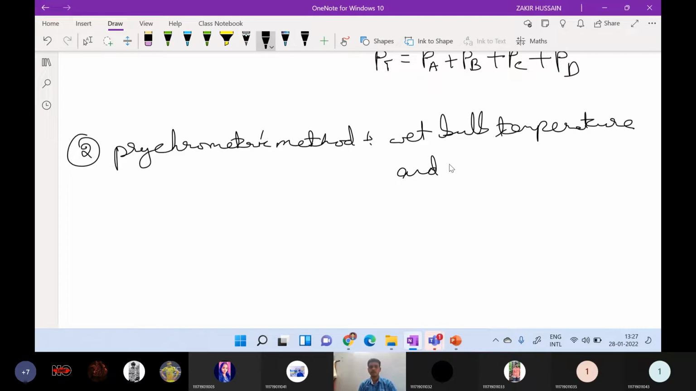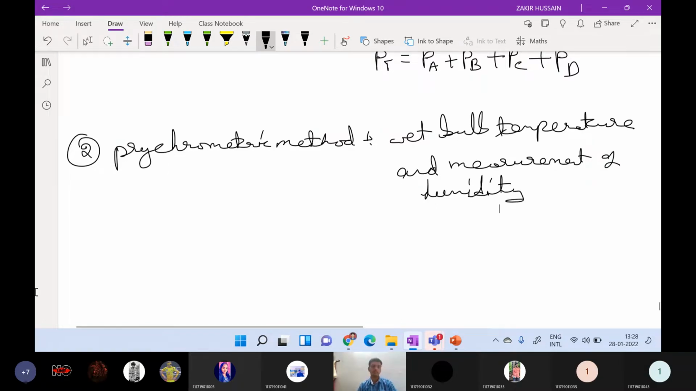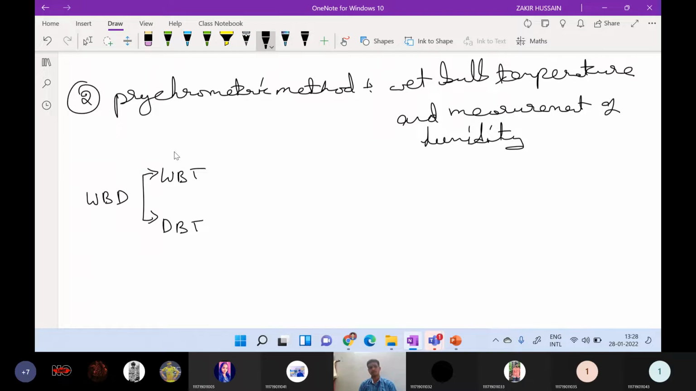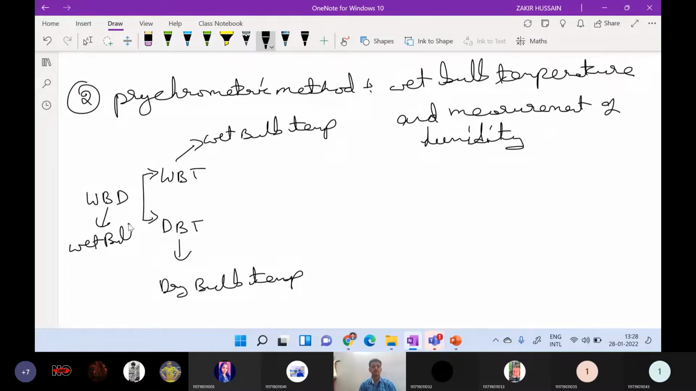and measurement of humidity. By measuring the wet bulb temperature, we can easily measure how much humidity is present. To measure this humidity, we need to measure the wet bulb temperature and the dry bulb temperature, so that the temperature difference is what we call the wet bulb depression. WBT means wet bulb temperature, DBT means dry bulb temperature, and WBD means wet bulb depression.